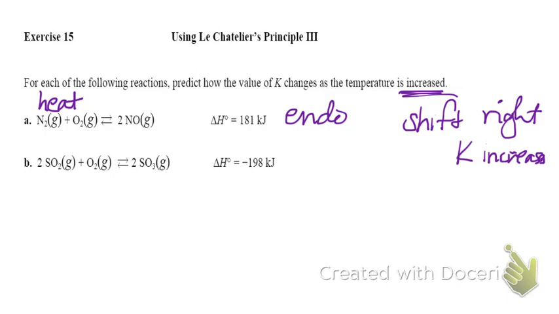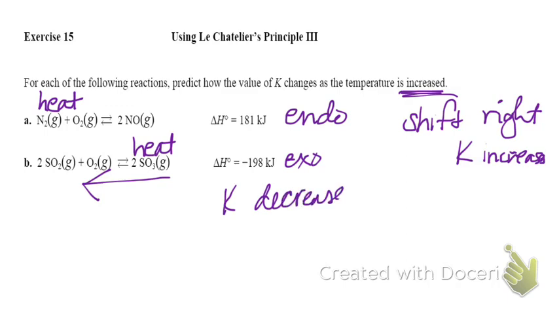Okay. This is exothermic, right? So we're treating heat over here. If we increase temperature, it's going to shift to the left, which means now I'm making more reactants. So what would K do? It decreases, because now my denominator is bigger, which would cause K to decrease. Okay? You need to be able to explain those.